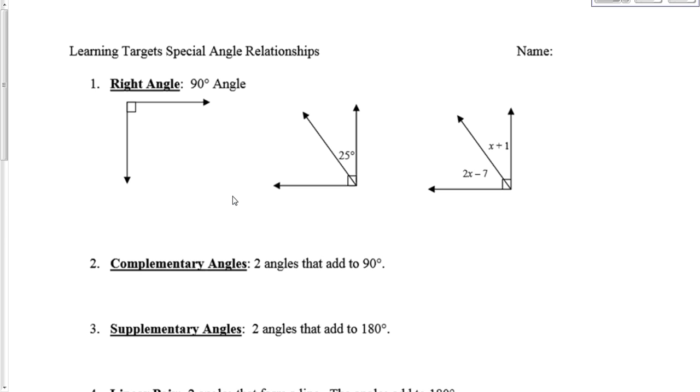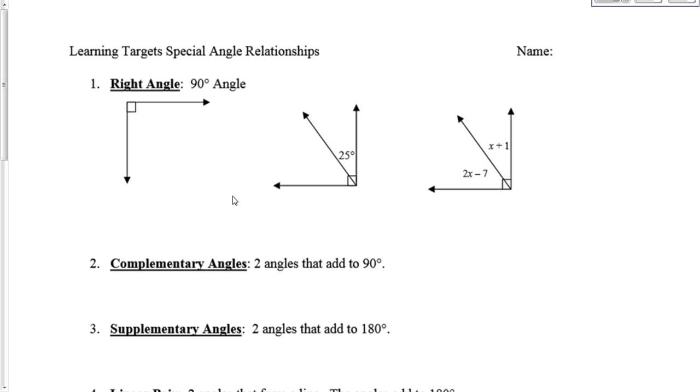All right, welcome to Unit 2. We are in Lesson Number 1, which is titled Learning Targets, Special Angle Relationships. You should have the appropriate note sheet. Once again, if you do not, please log on to your Teacher's Fusion page and print out a copy before you get started. All right, so we're going to be focusing on angles tonight, and as I said, special angle relationships. So let's start with some vocabulary.